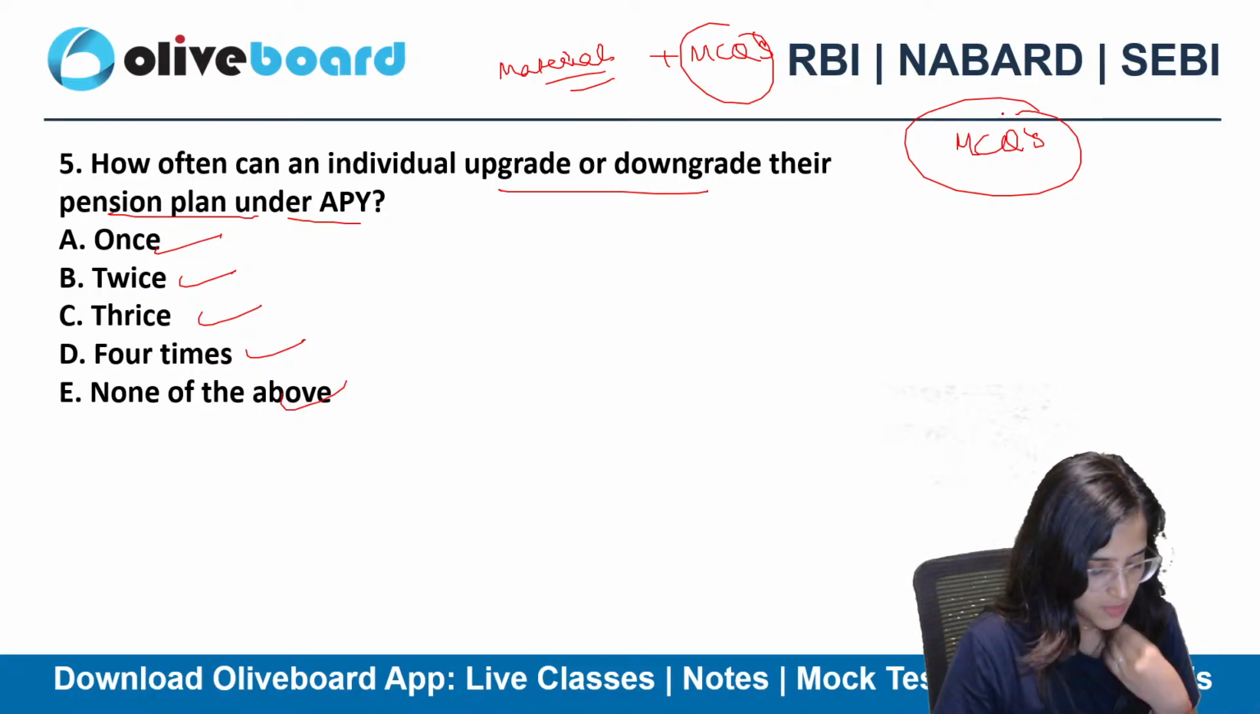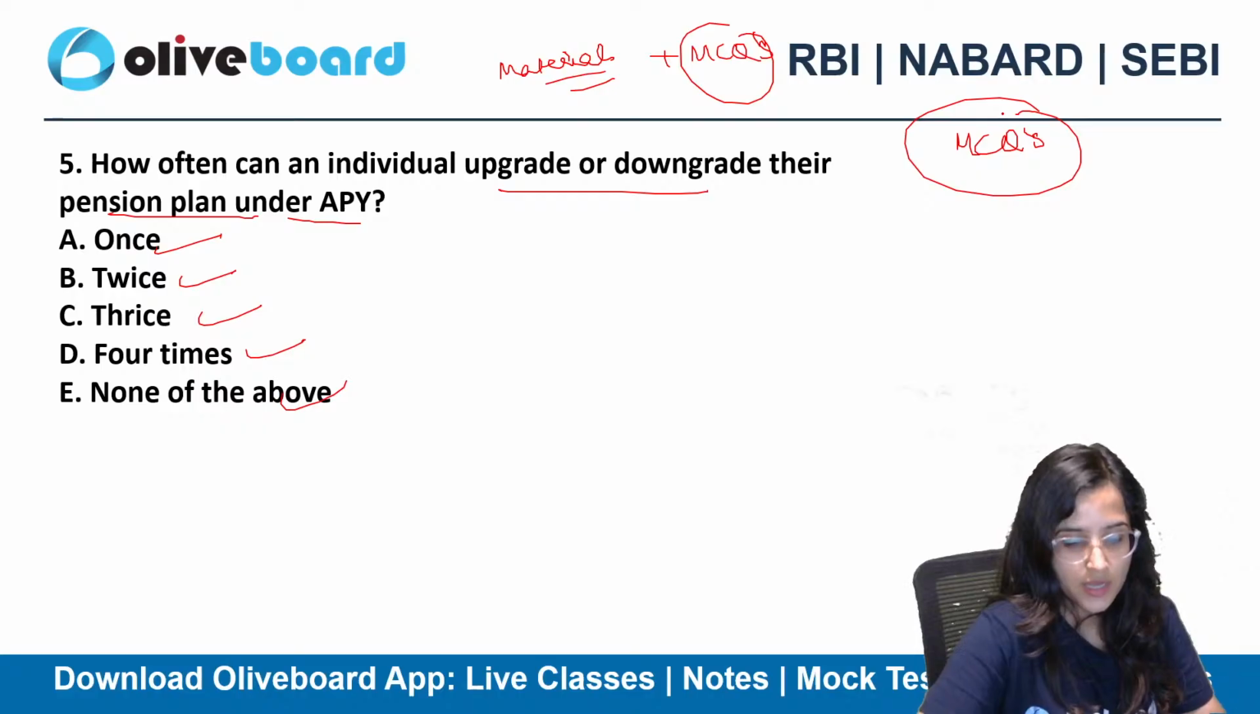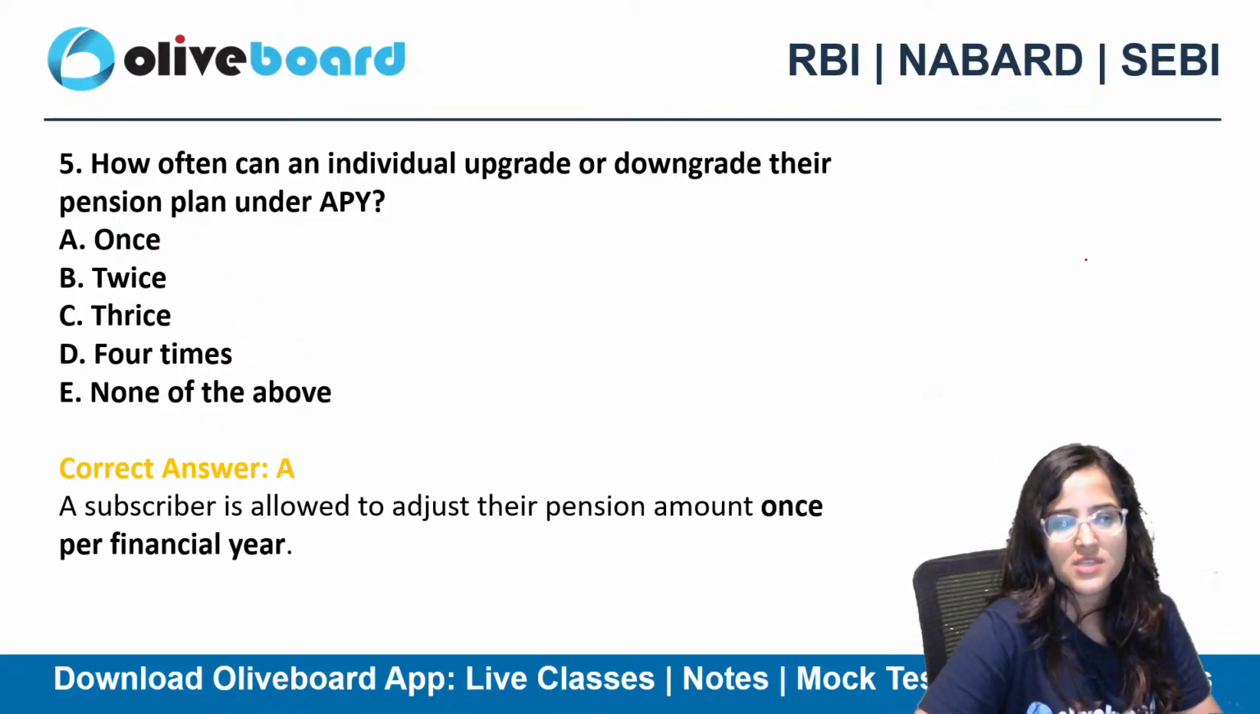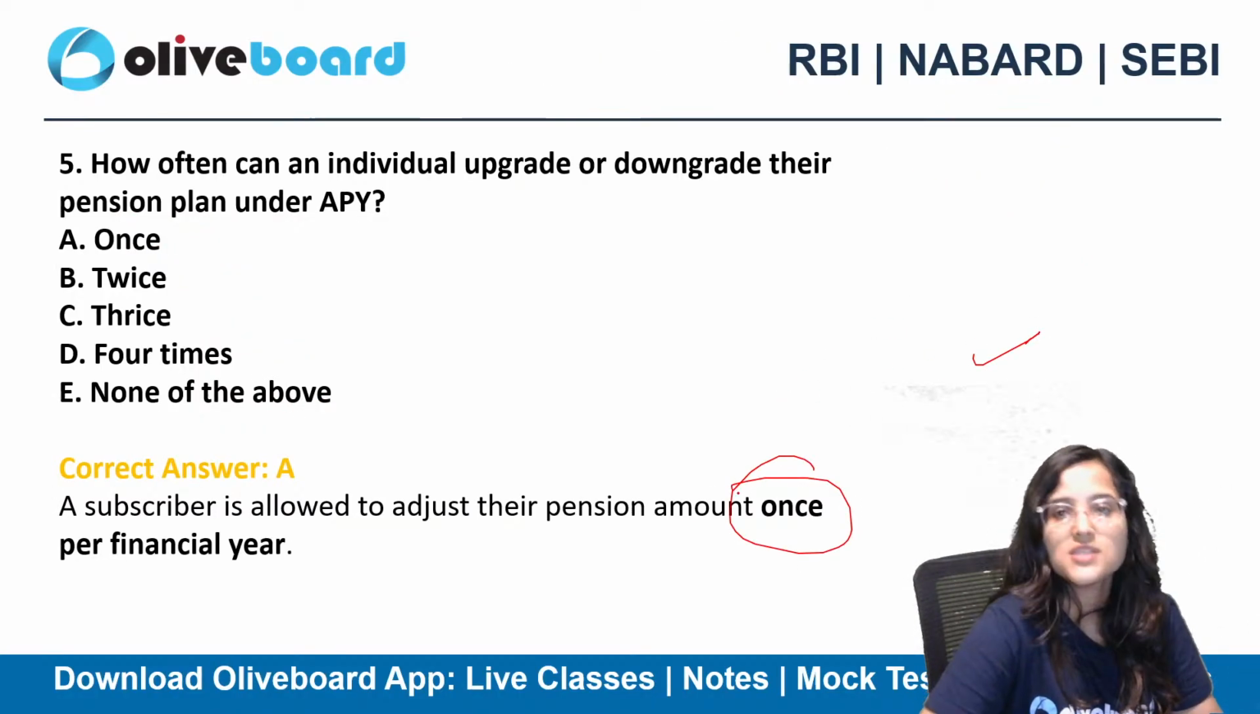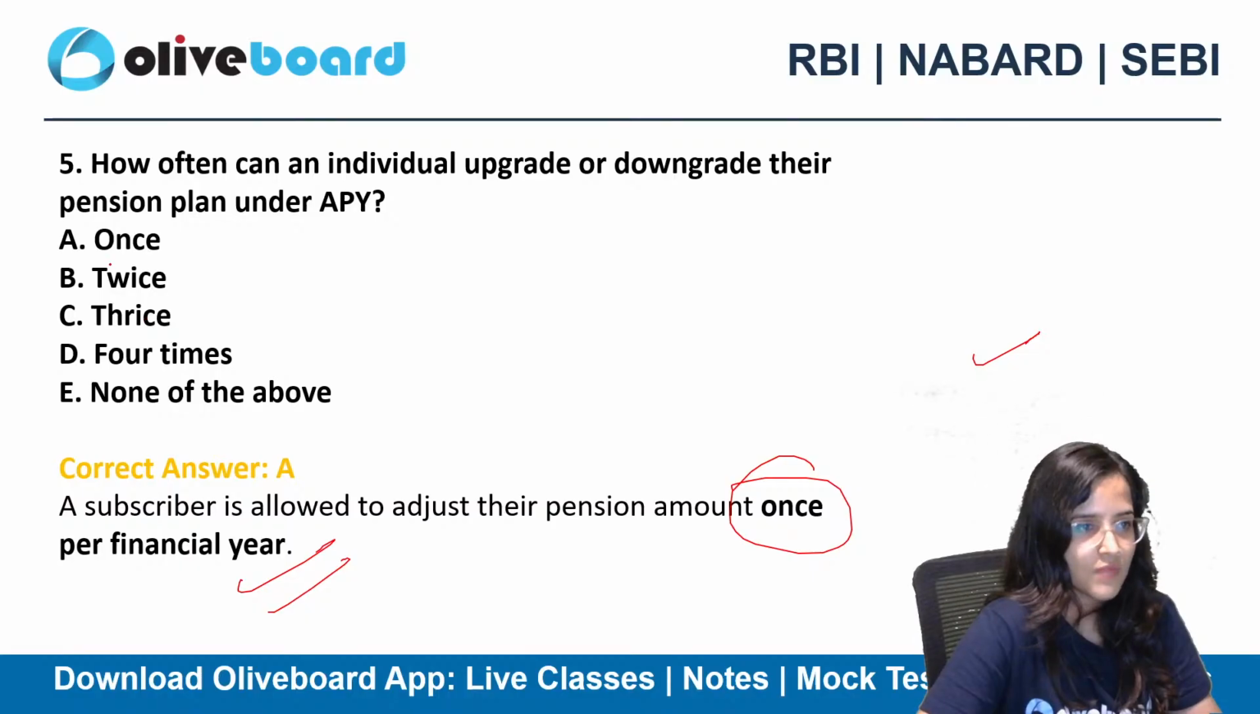Once, Manish is saying once, absolutely correct. So a subscriber is allowed to adjust their pension amount once per financial year. Absolutely correct.